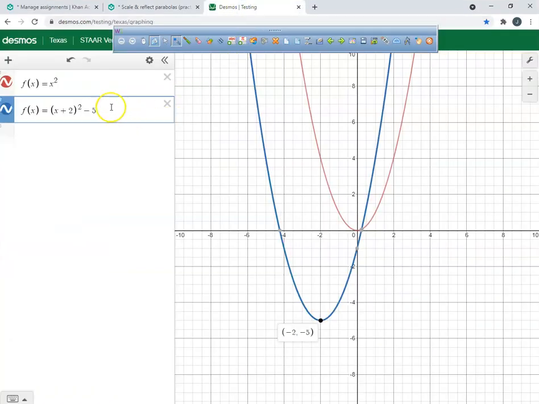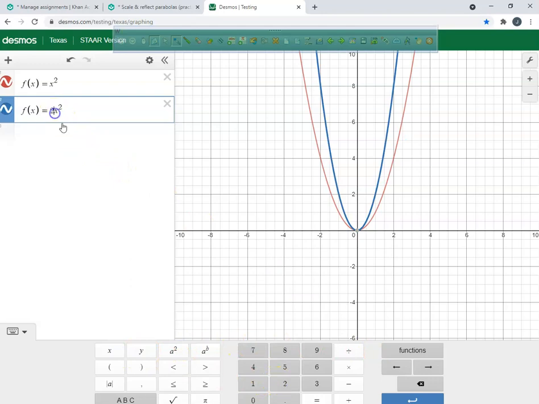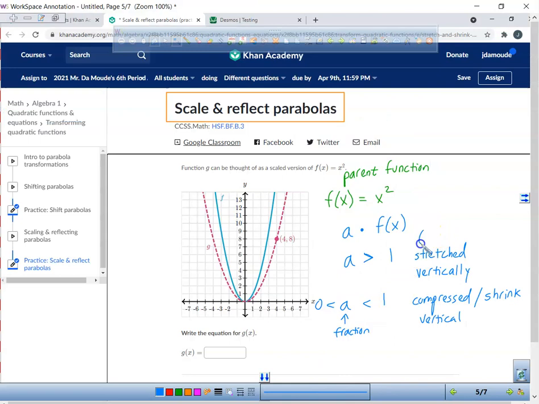Let's go to Desmos, and we're just going to focus on one number and one number only. Look what happens if I put 2x squared. Do you see how it's more narrow? 3, 4, 5, 6, 9. What happens as that number gets bigger? It gets more narrow, so we call that a vertical stretch because it's stretching vertically. In your journal, if you're writing this down, think of it this way: the bigger that number gets, the more narrow it becomes.